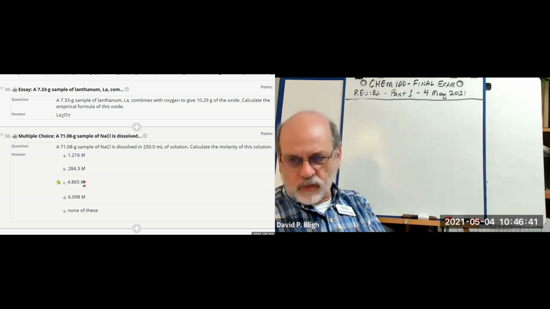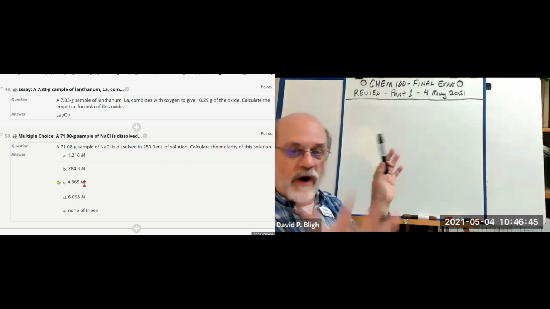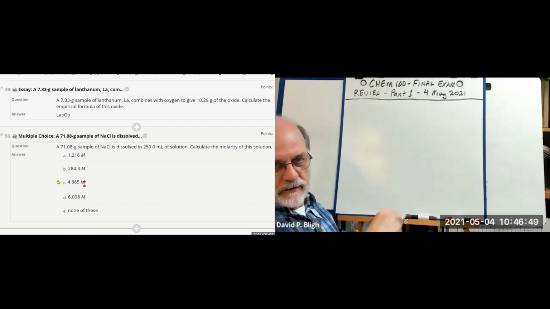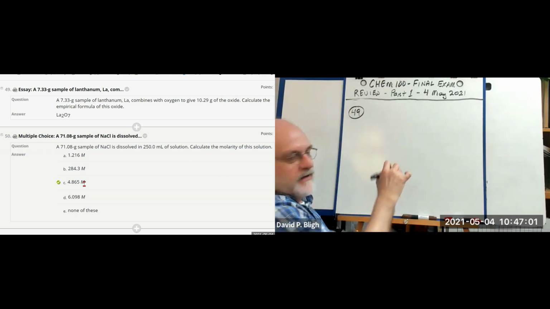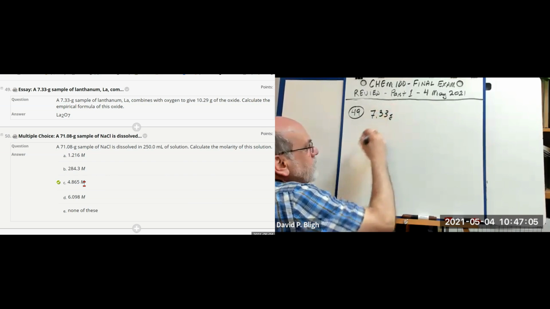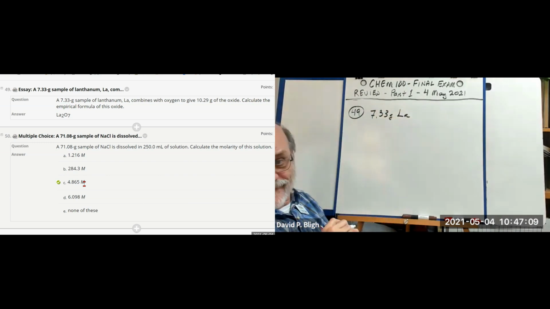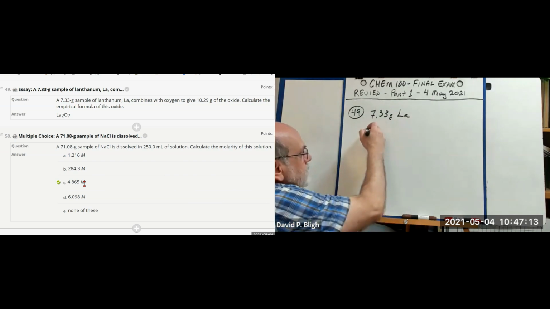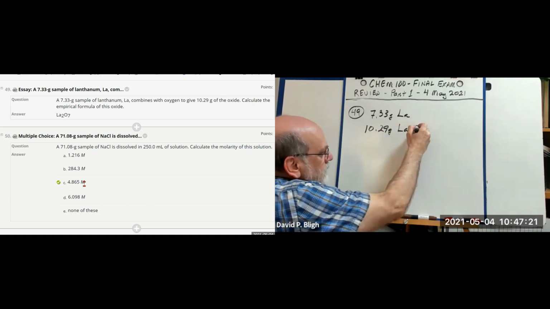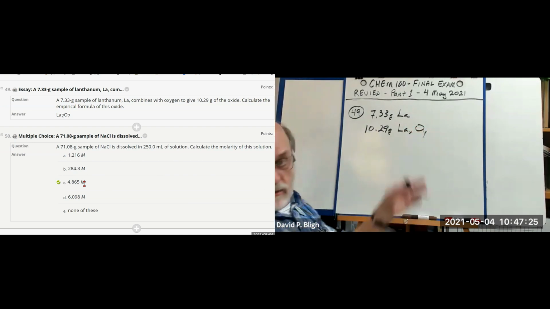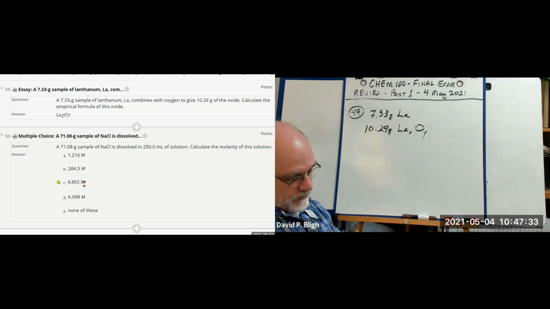Okay, that looks worse than it really is. So let's put the information up here and get it away from the word problem. Right? I've always said word problems are meant to confuse. The information is there. It's just they try to confuse you. So 49. So we're given 7.33 gram of lanthanum. Okay. The oxide of the lanthanum is 10.29 grams. So lanthanum, and then whatever the oxide is, this could be different subscripts, right? We don't know that yet. And they want to know the empirical formula. All right, the simplest whole number ratio of lanthanum to oxygen.